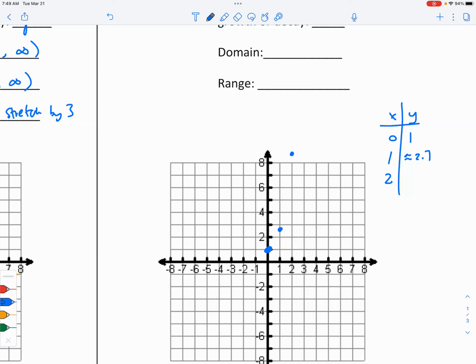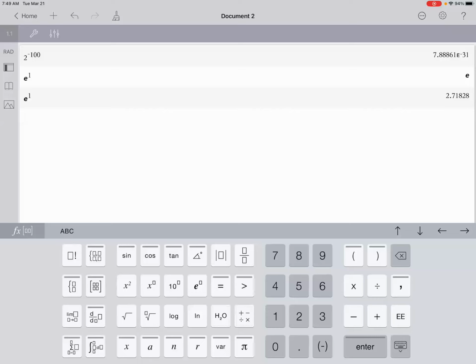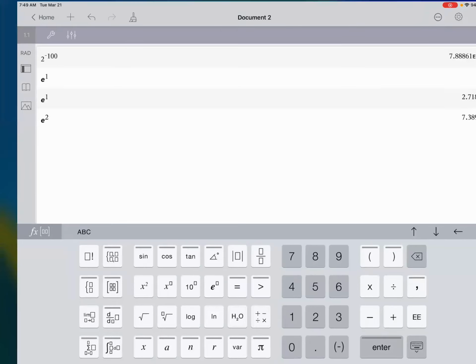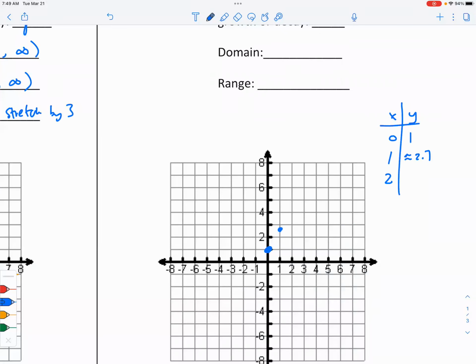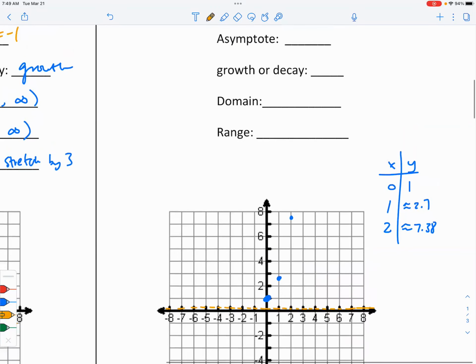Now, if you want to know what 2.7 times 2.7 is, or what e squared is, I can tell you what e squared is. Well, that's 7.38. Well, close, but not that close. So e squared is 7.38. So somewhere right here. So if you have that, now it's just like all the exponential functions. It cannot be 0 or negative. So that will be your horizontal asymptote at y equal to 0.